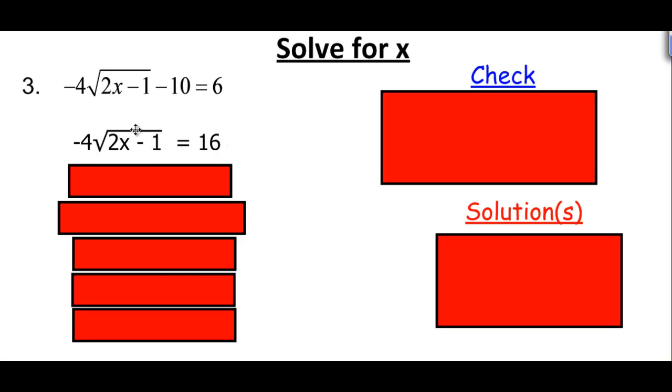Now the radical is still not alone because I have this negative 4. The big mistake students make is they add 4 to both sides because they see a negative 4. But you have to remember this is negative 4 times my radical, so the opposite operation would be to divide both sides by a negative 4.